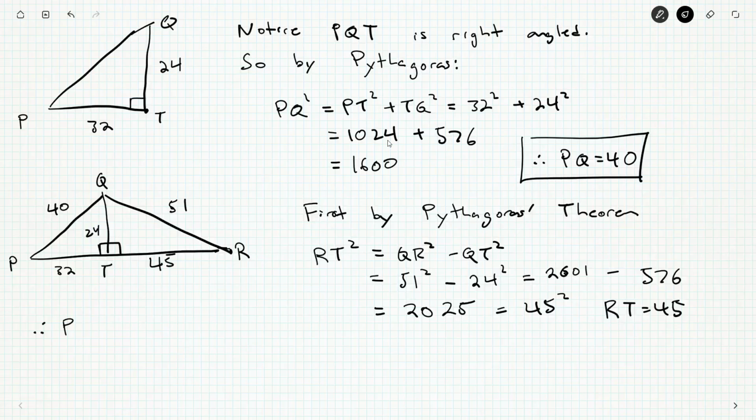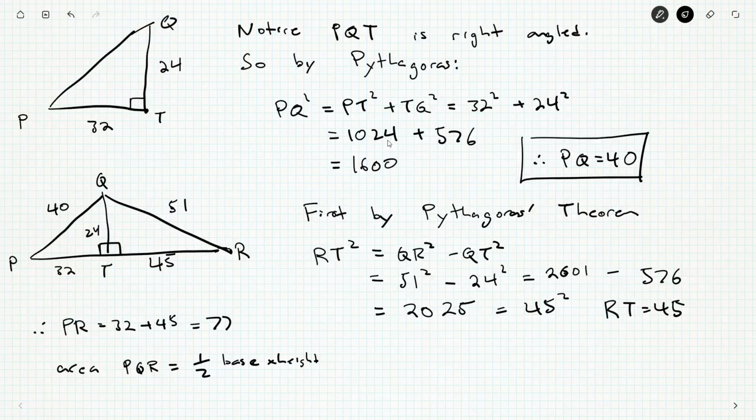So PR is 32 plus 45. It's PT plus TR. So it's 77. Okay. And we wanted, ultimately, the area of PQR. Well, that's going to be 1/2 base times height. So that's going to be 1/2. Our base is 77, and our height is 24.